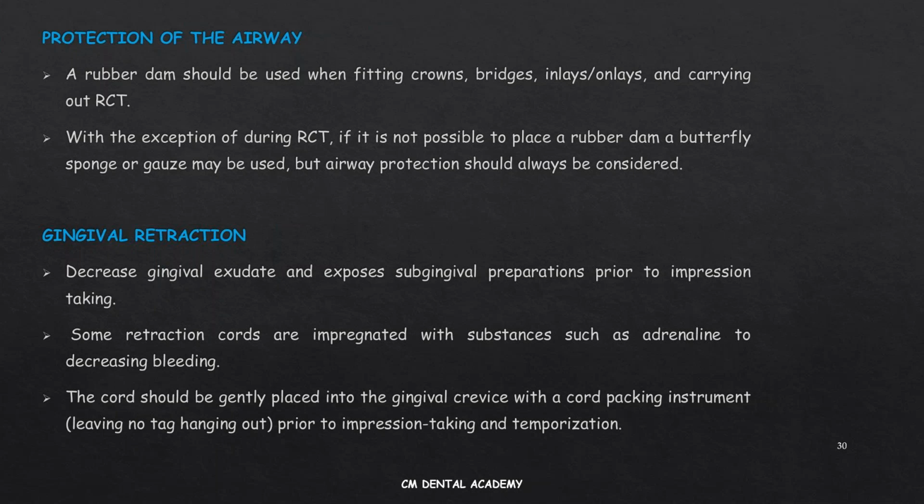Gingival retraction. It decreases the gingival exudate and exposes subgingival preparations prior to impression taking. Some retraction cords are impregnated with substances such as adrenaline, which decreases the bleeding. The cord should be gently placed into the gingival crevice with the cord packing instrument, leaving no tag hanging out prior to impression taking and temporization.